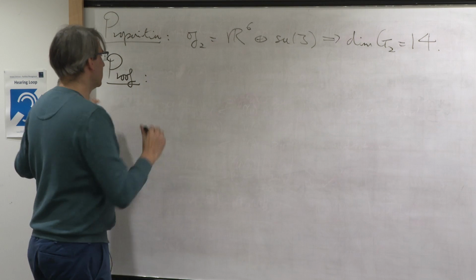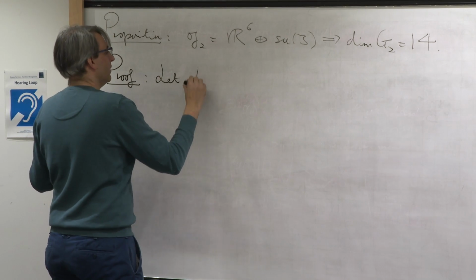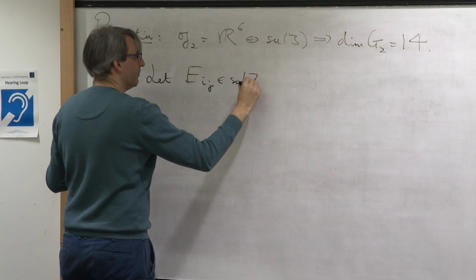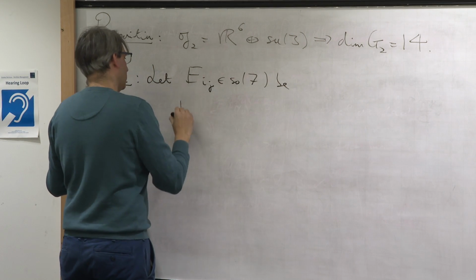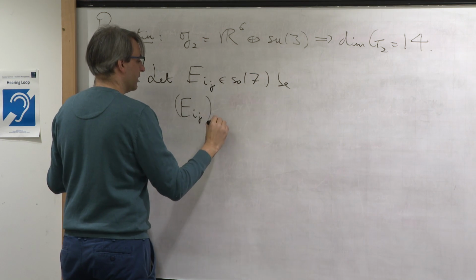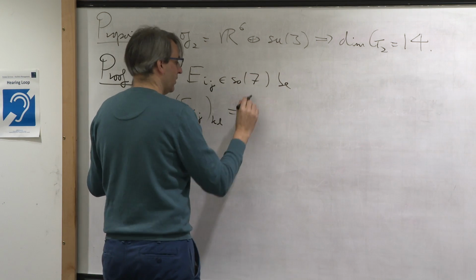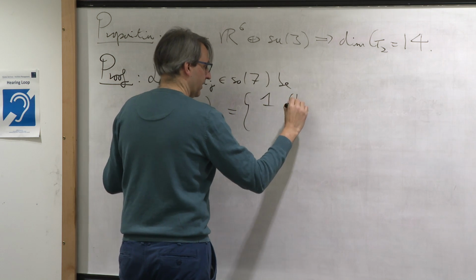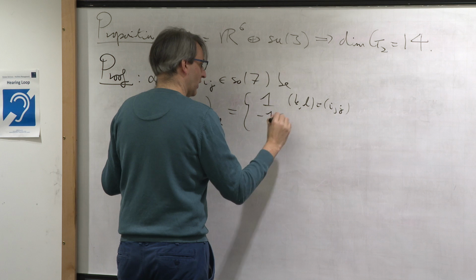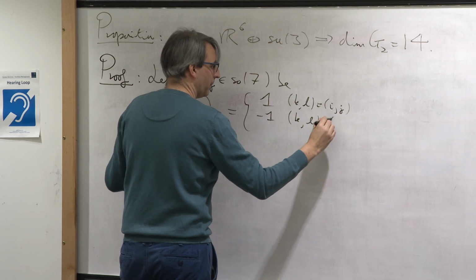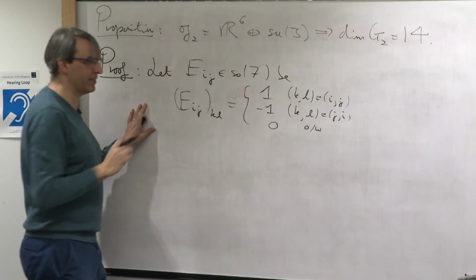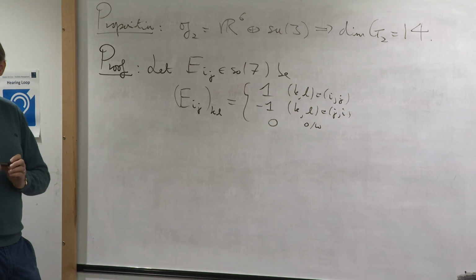So what I want to do is I'm going to let Eij in little SO7 be skew symmetric 7x7 matrices, and I have to tell you what their KL entry is. It's going to be 1 if KL is Ij, minus 1 if KL is Ji, and 0 otherwise. The sort of elementary basis, the simplest basis you can think of for SO7.